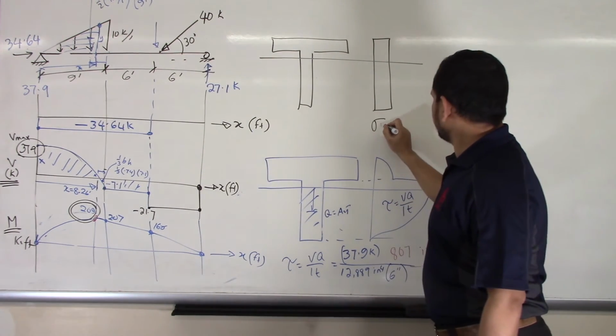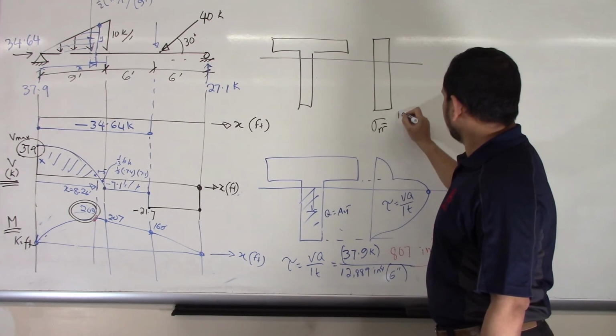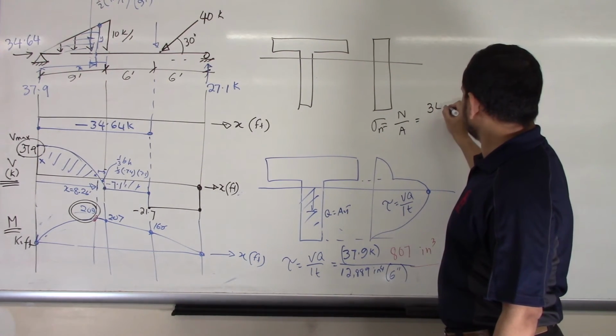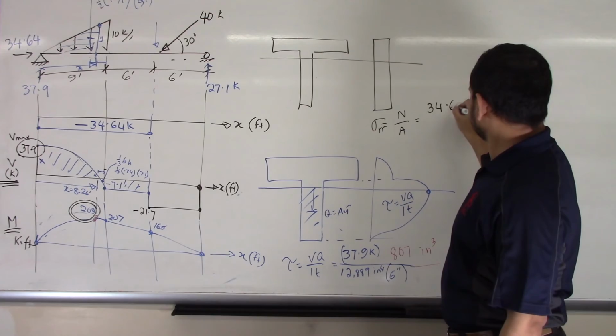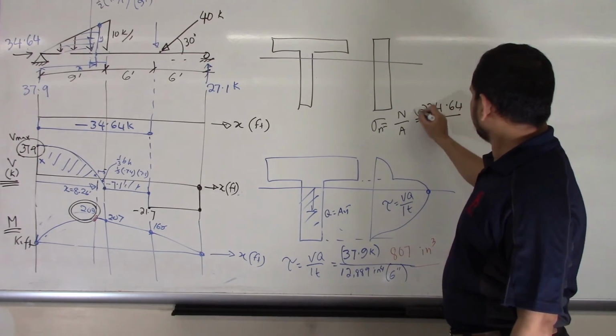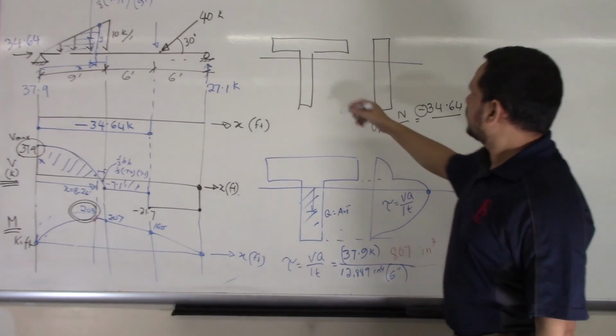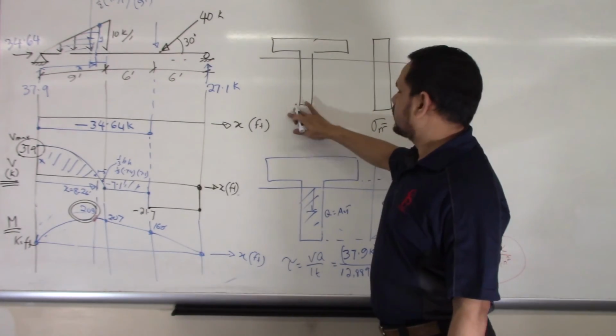So what is my normal stress? Sigma n, N by area. What is my N? My normal force, 34.64, and that is compressive, negative. What is my area? Total area of the section.